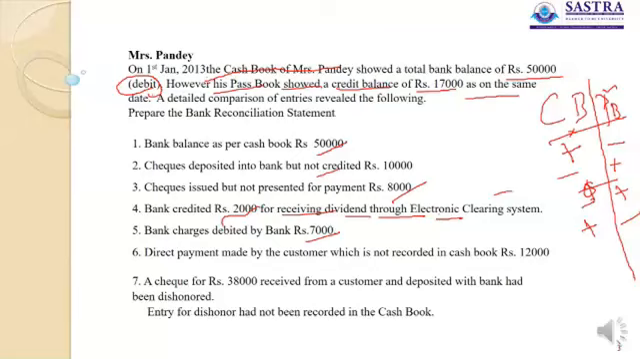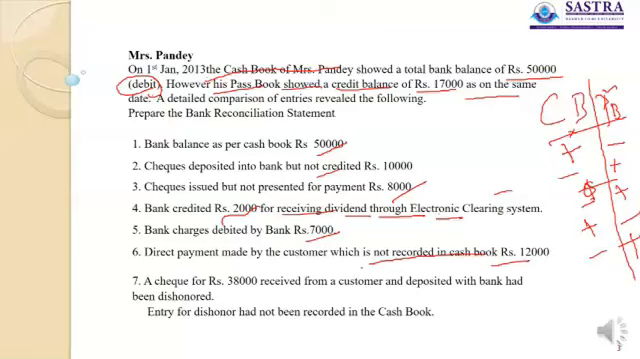Then direct payment made by the customer, which is not recorded in the cash book. Some of our customers made a payment directly to our account which has not yet been brought into the notice of our cash book, so that payment, being a collection, might have been entered in the passbook, increases the balance, which has not yet been brought into the notice of the cash book, which decreases the balance.